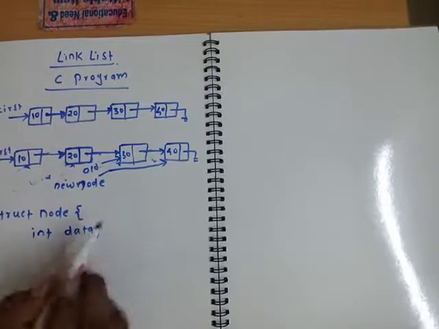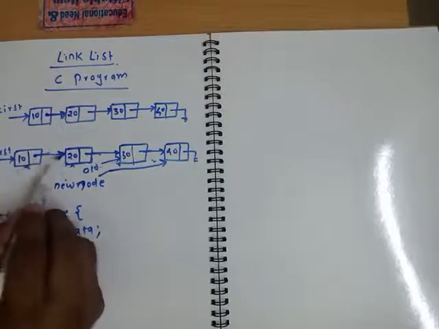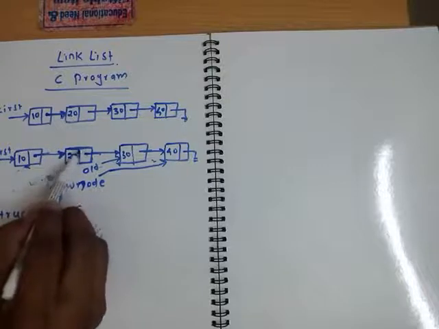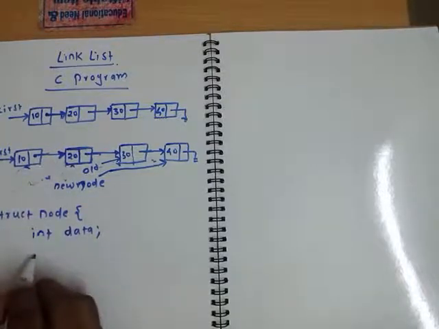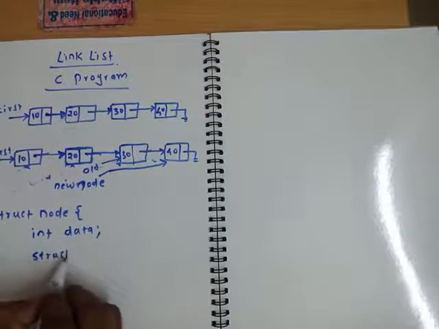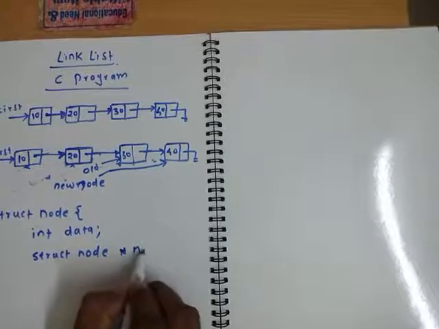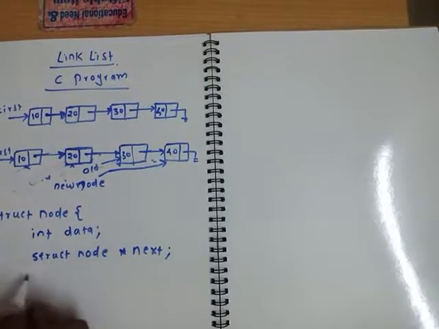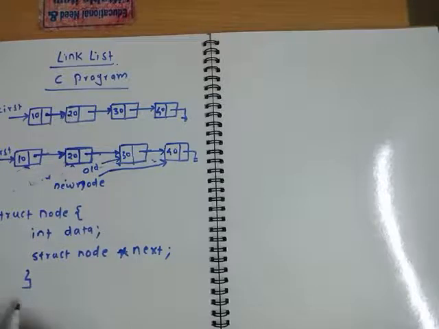The other variable in this node is this pointer. This pointer is pointing to the node again. So the type of this node is struct node. So we'll need a pointer which is of this type, struct node. The name of the pointer is next. So this is a pointer. This is the structure which we'll be using to create this linked list.